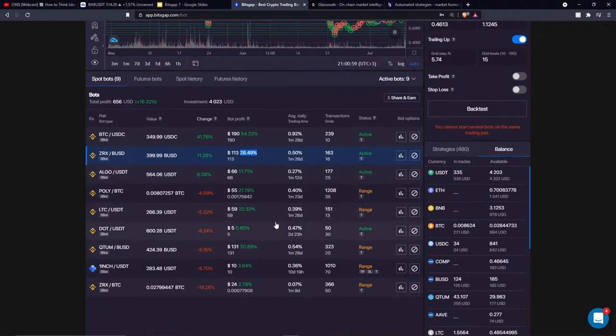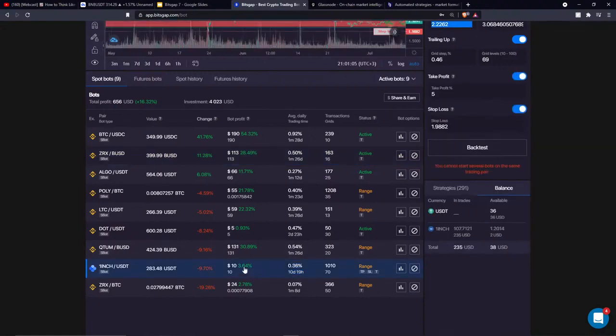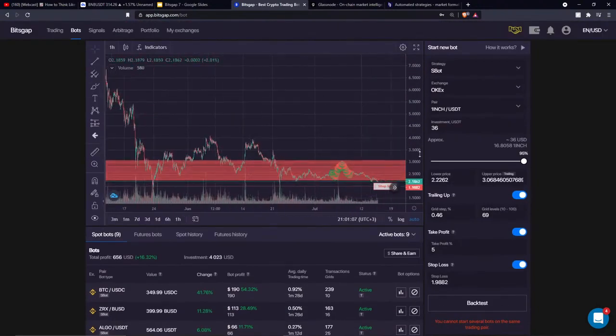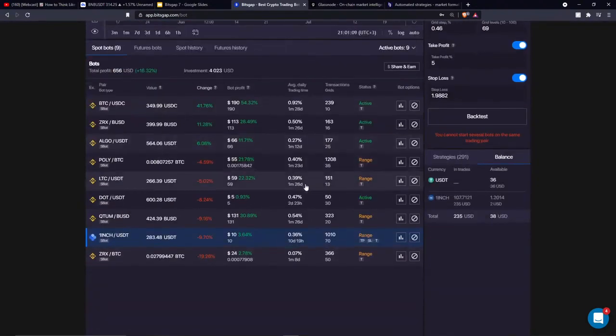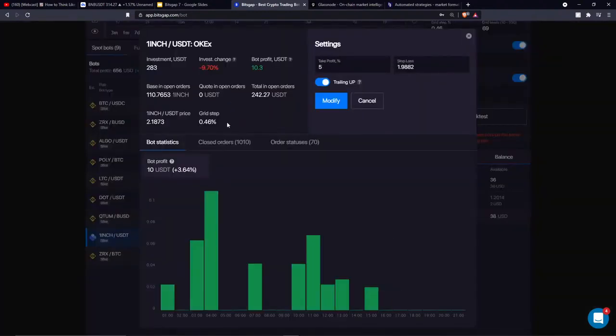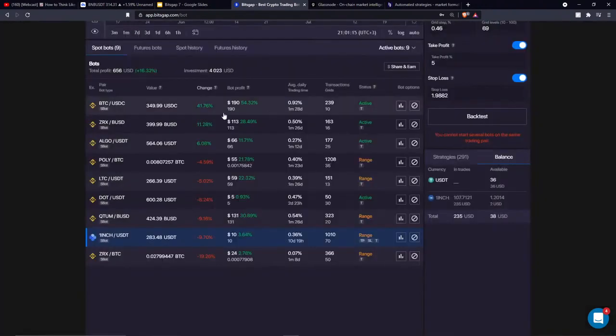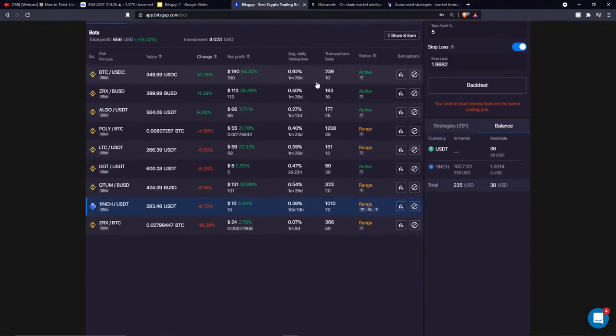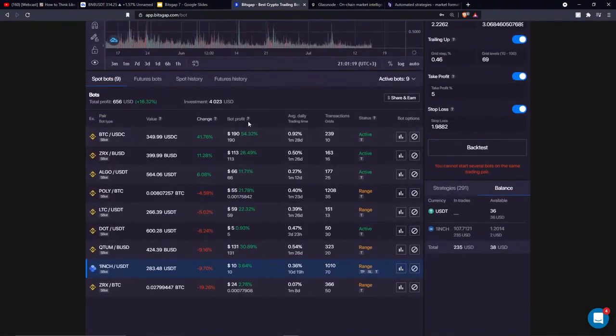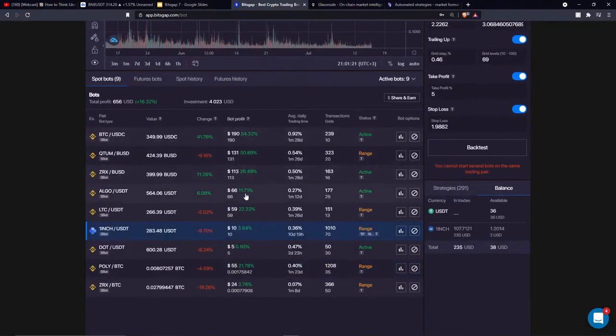But I have some trades, like you see, where in 10 days I made only 3%. I don't like this performance. So I should definitely look at it and figure out why that is. Maybe the grid step is too low. So I need to really check that out. But in general, I have most of my bots doing the right thing, right?